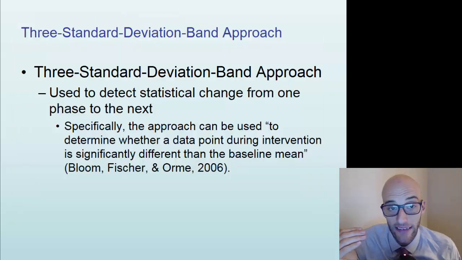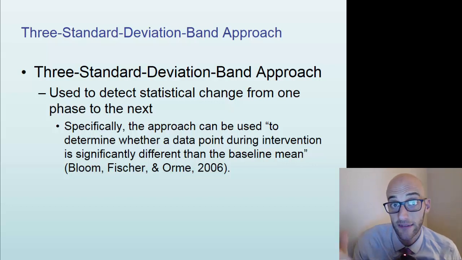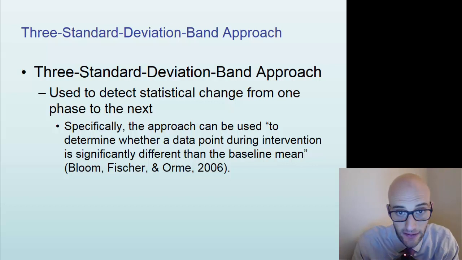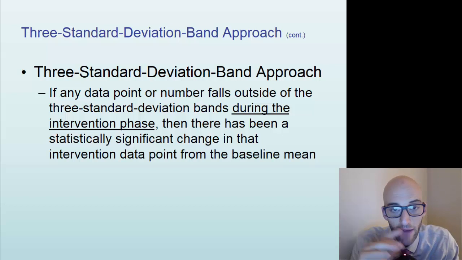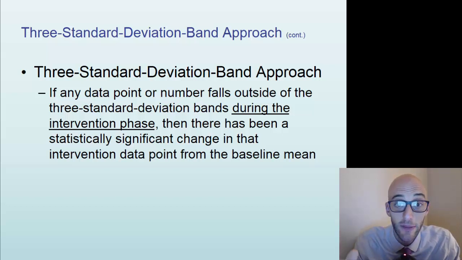So with the 3 standard deviation band approach, this is another way to detect statistical change from one phase to the next. But this is for specific points as opposed to an average baseline score to an average intervention score. So again, kind of going back to this normal curve, doing a 3 standard deviation band approach basically turns this normal curve onto its side. And so if there's any point that falls outside the 3 standard deviation band approach during the intervention phase, then there's been a statistically significant change in that intervention data point from the baseline mean.